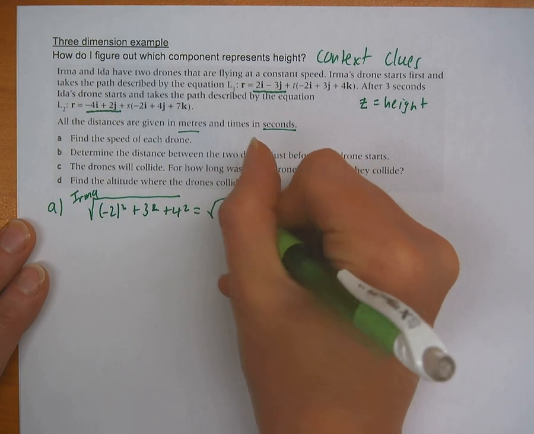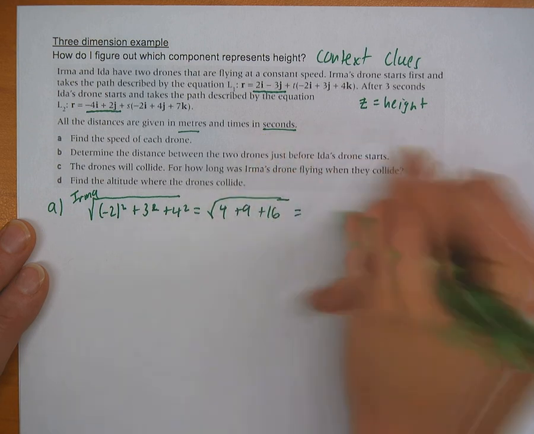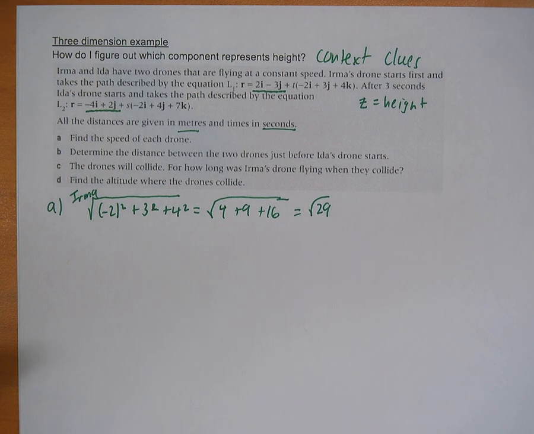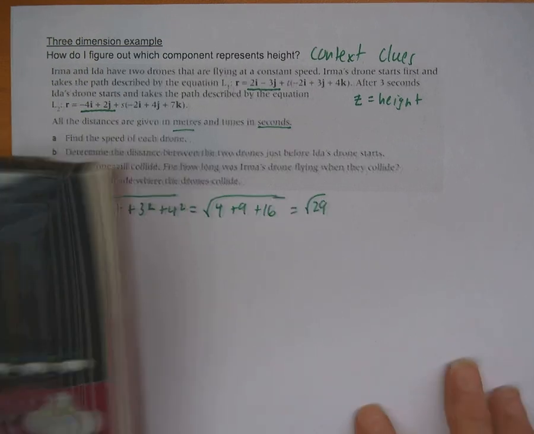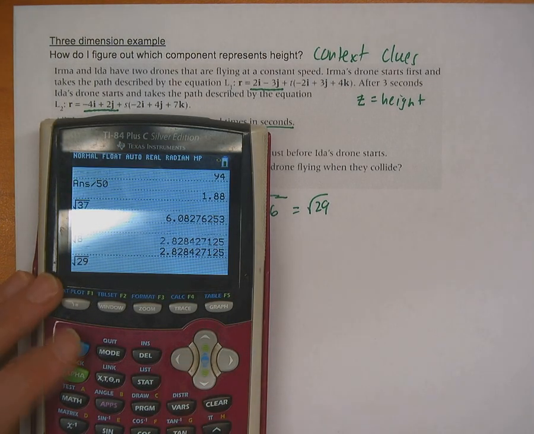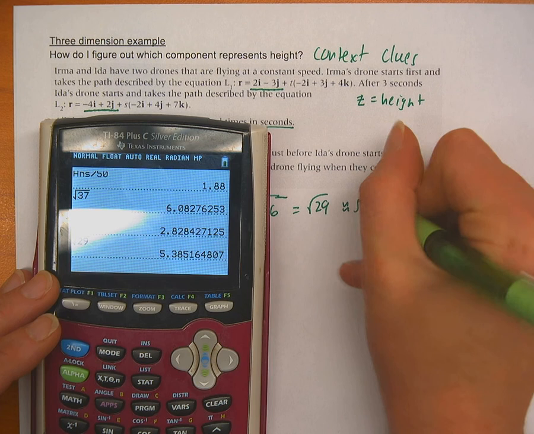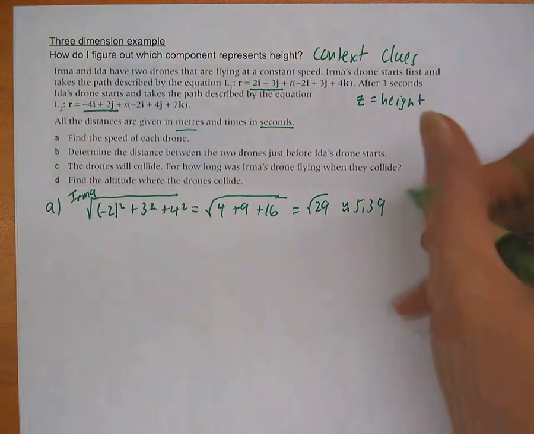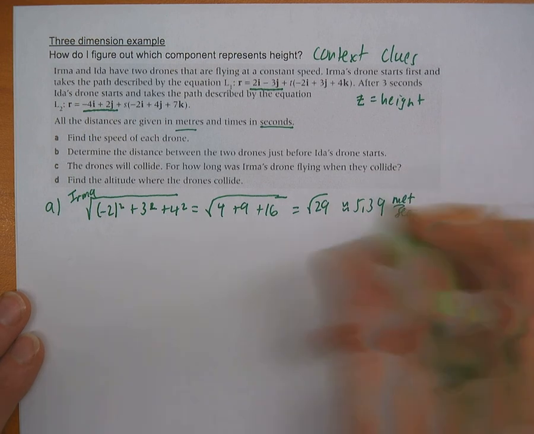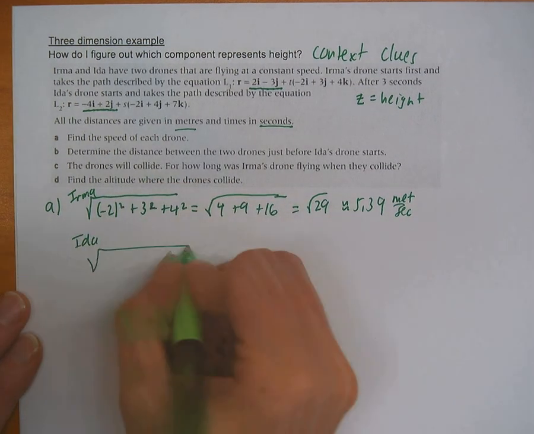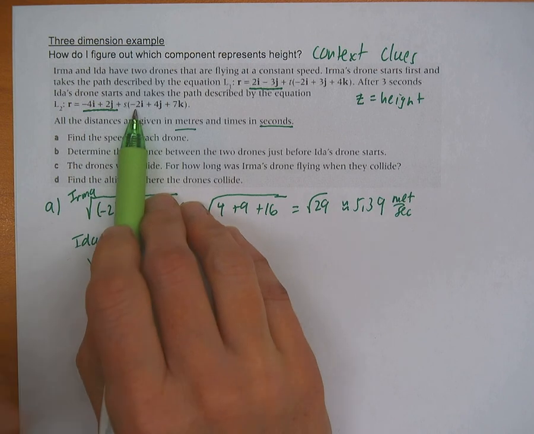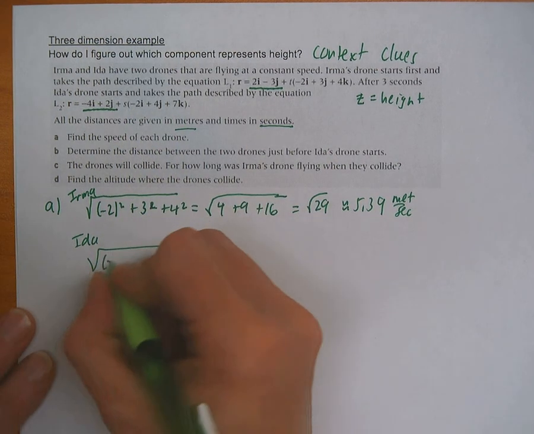So we're going to get 4 plus 9 plus 16, which is going to be the square root of 29. I worked this out ahead of time, but maybe I don't have that handy. Okay, well, I'll recalculate it. Square root of 29, about 5.39. And this will be meters per second. Okay, and then Ida. Same process, but I use Ida's direction vector, negative 2 squared plus 4 squared plus 7 squared.